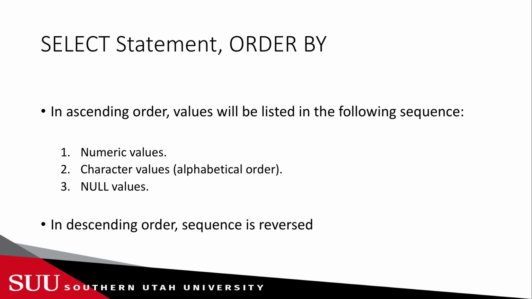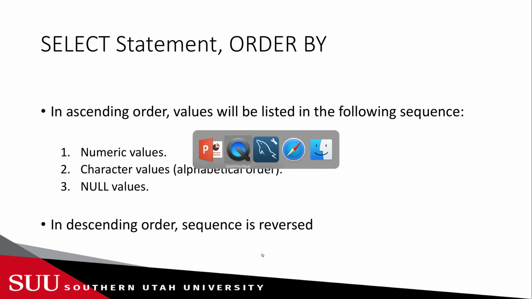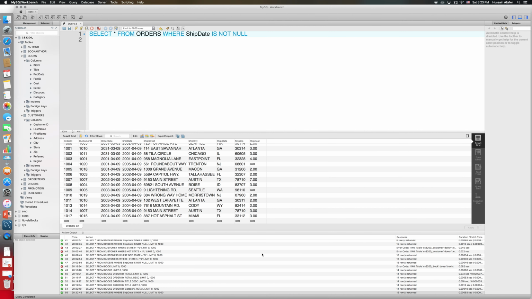Now in ascending order, this is the order of the values and how they are going to be sorted. It's going to start with numeric values. After that, it's going to look at characters in alphabetical order, and finally it's going to sort null values. Obviously, if we use the keyword DESC, which is descending order, it's going to just reverse the whole list, or the sequence that we see right here. So let's go and do some examples and see.